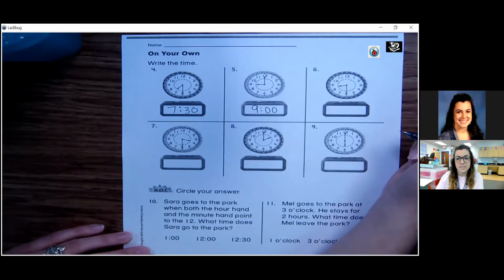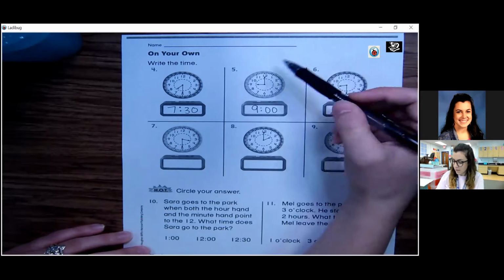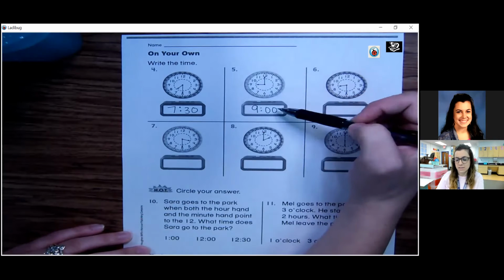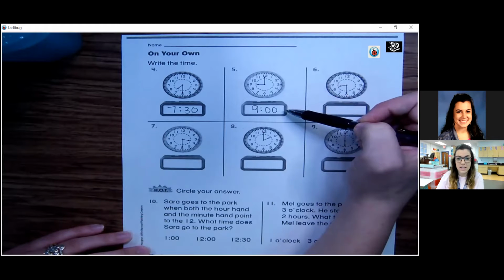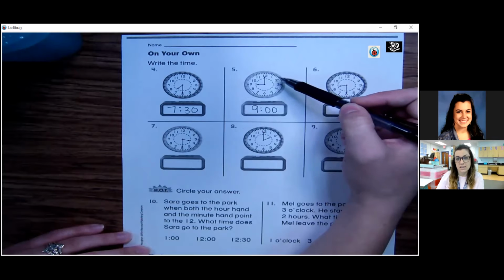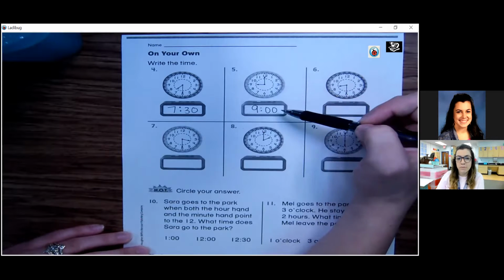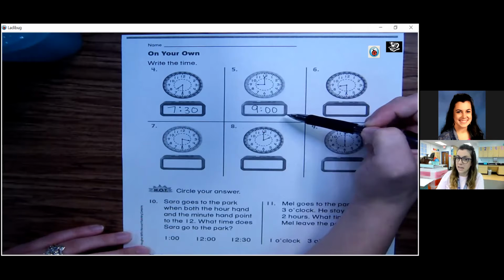Great job, friends. And just a quick vocabulary tidbit. We have 2 different clocks here. This is called an analog clock. This is called a digital clock. In our classrooms here at school, we have analog clocks, but a lot of my friends usually have digital clocks at home. I know I have several digital clocks at home.